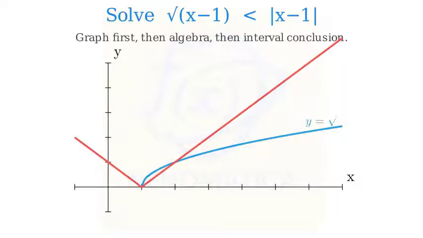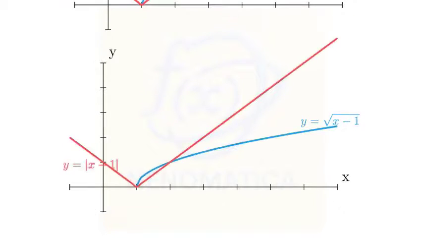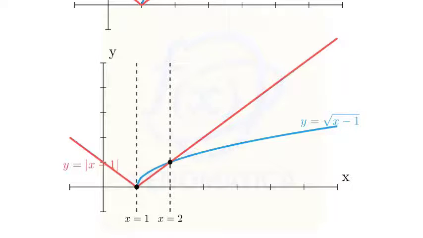We will graph y equals the square root of x minus 1 in light blue, defined only for x greater than or equal to 1. Then we will graph y equals the absolute value of x minus 1 in red across the whole axis. These two curves meet where the square root equals the absolute value. Visually, that happens at x equals 1, the shared starting point, and again near x equals 2.